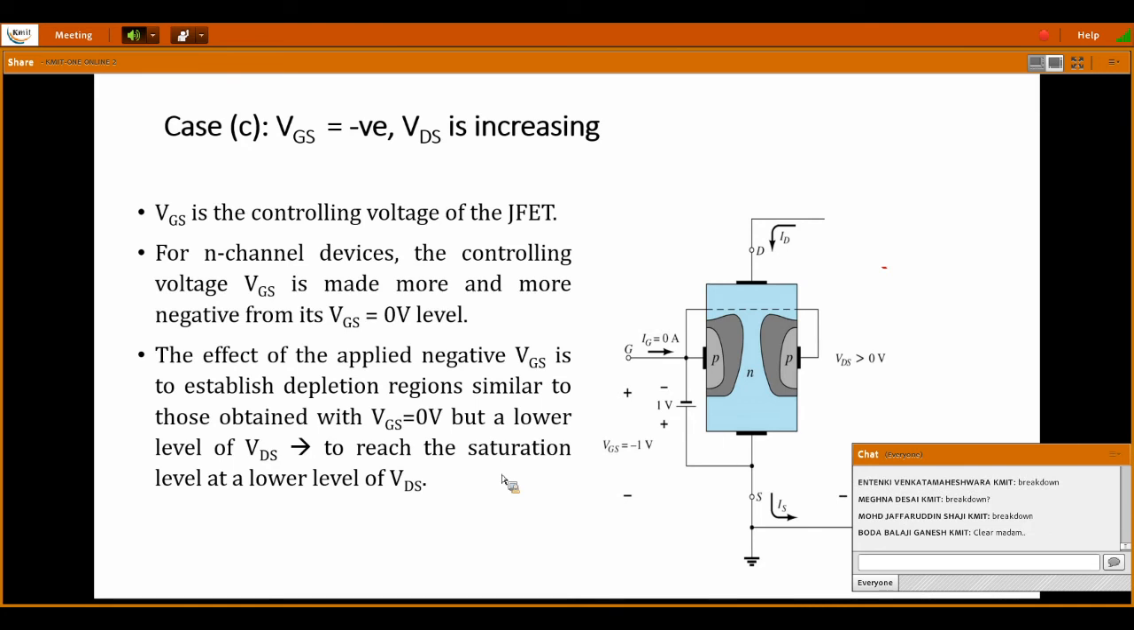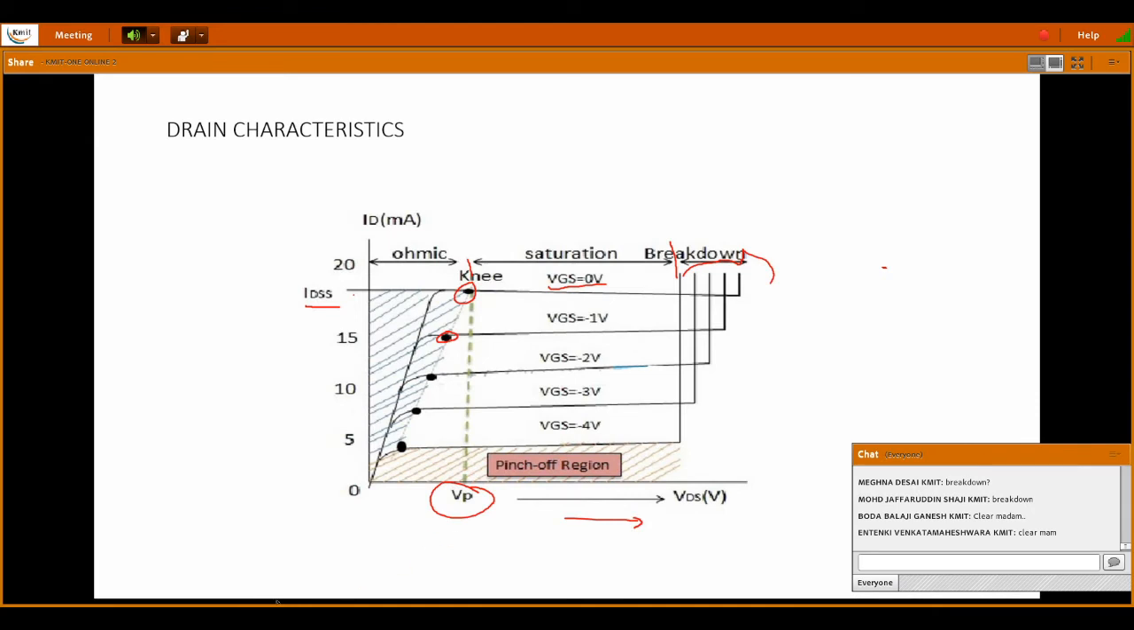Okay, done. Now I will explain the third case and fourth case with the help of these characteristics only, and you will tell me the answers. Because it is very simple. We have understood the second case when VGS is 0 and VDS is given.